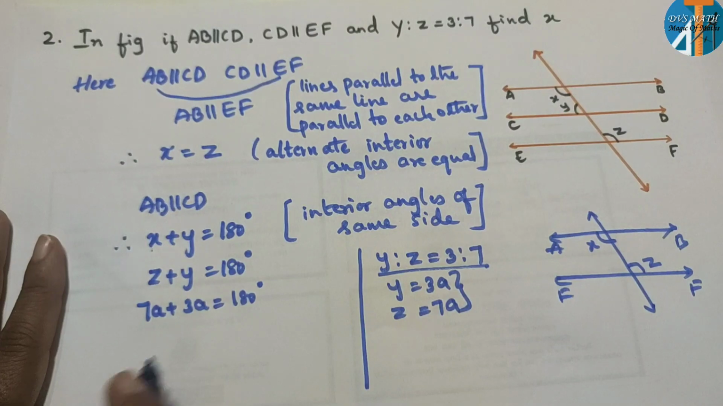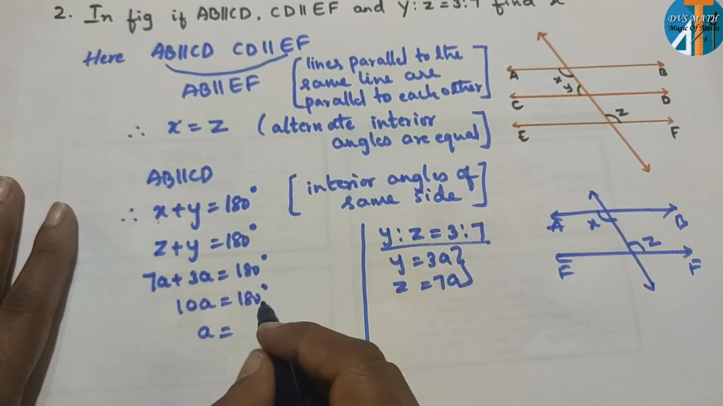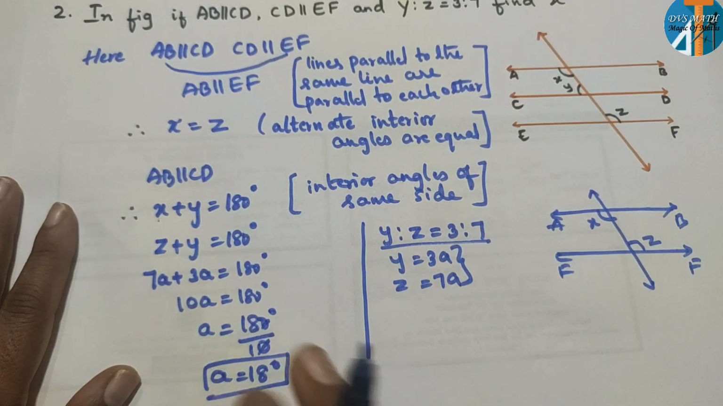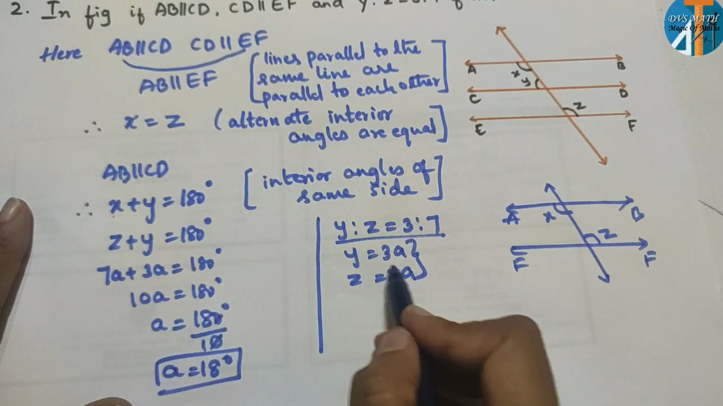7a plus 3a is 10a, which is equal to 180 degrees. So a is equal to 180 degrees divided by 10, the zeros cancel, and a is equal to 18 degrees. You haven't found x and y yet, just a. Now we can find them by substituting here.